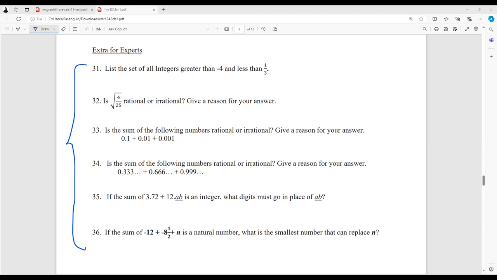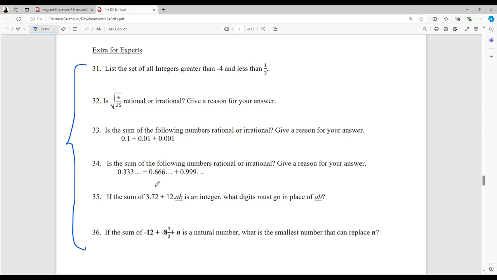Okay, let me check. So you have the 34th, 35th, and 36th, the doubtful questions. Question 34: is the sum of the following numbers rational or irrational? Okay, so what's the answer? Rational. Why? The reason is? Because all the numbers are rational. All three numbers are rational, then the final answer also should be rational.